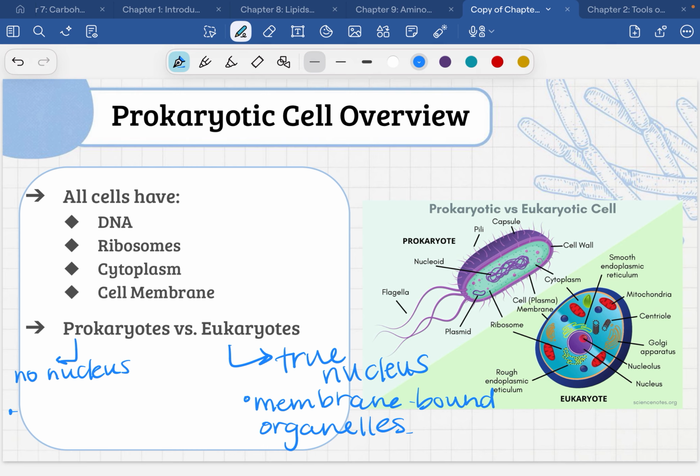A prokaryote is more like an open concept house, right? Like most of the houses being built today, where the dining room and the kitchen and the living room are all kind of one big room. Everything just happens in the middle. There's not really separation.